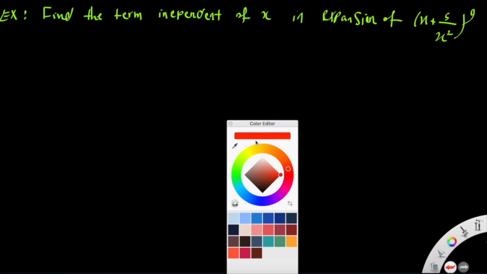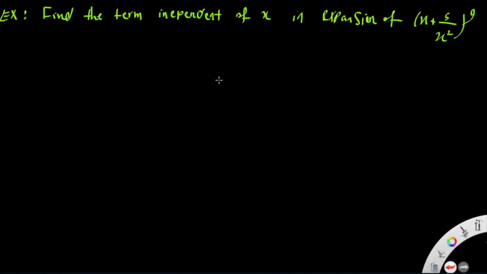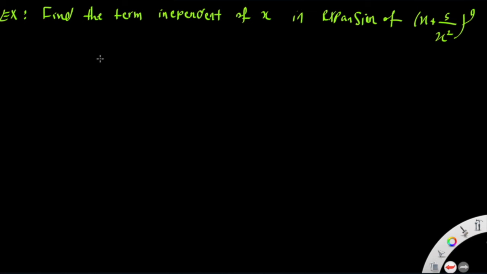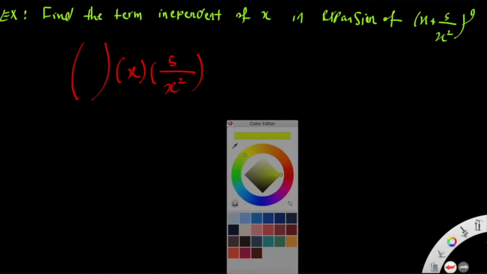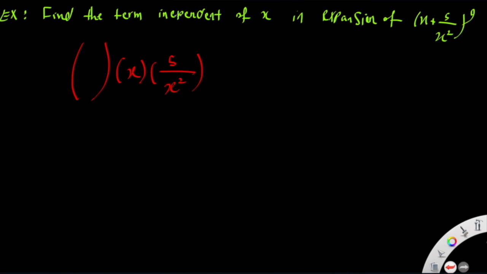Now, these types of questions are really common in A-level examinations. Now, you have two terms. I write the two terms now and the combination before. It says independent of x. It means that there should be no x in this term.